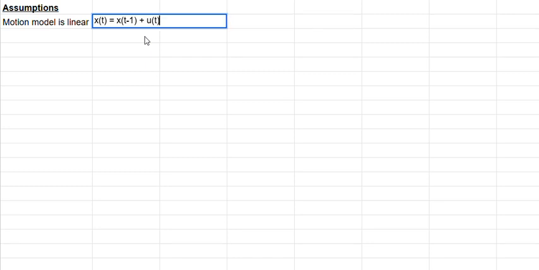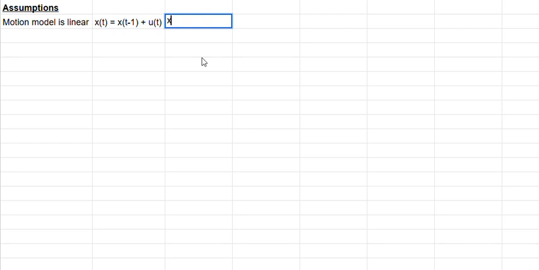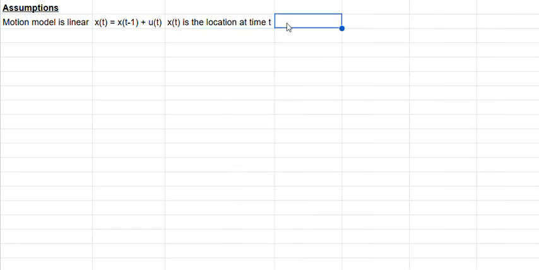So x of t is the location at time t. And then you have u of t, which is the input control, or let's say it as the movement, the movement that has been made by the robot.